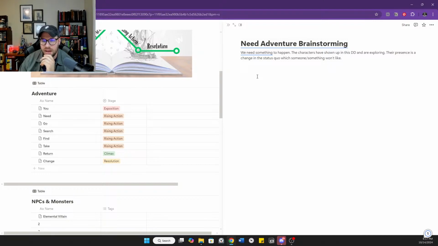So we need to understand our factions. Okay, so let's chase this a little bit. Their presence is a change in the status quo, which someone or something won't like. Suggests faction warfare. We're going to say warfare. I don't necessarily mean an all-out war, a gang war, anything like that. I just mean conflict in the extreme.